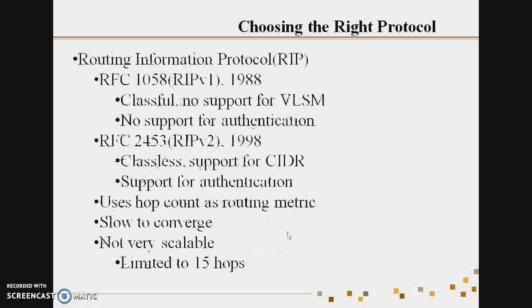When you talk about RIP, this belongs to RFC 1058. It's classful and doesn't support authentication. Version 2 is classless and supports CIDR, classless inter-domain routing, and also supports authentication. You can use hop count as your routing metric. It converges very slowly and is not very scalable. It is limited to only 15 hops.